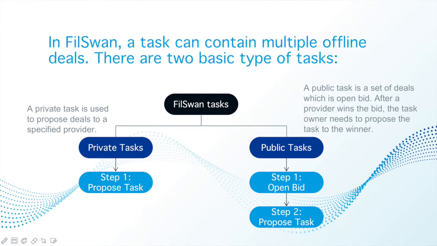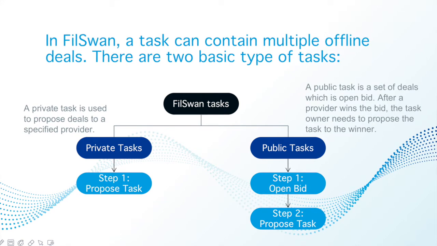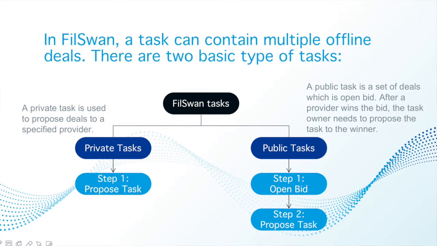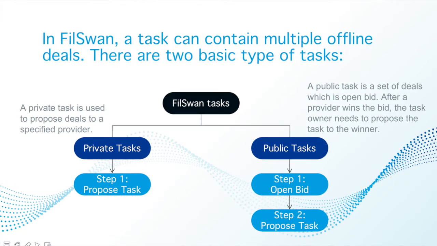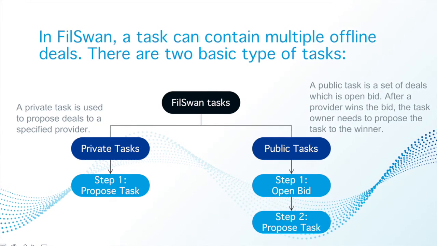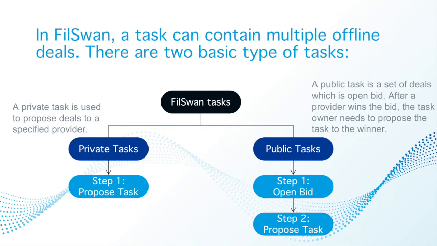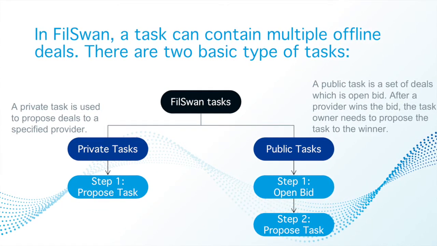There are two types of tasks, a public task and a private task. A public task is a deal set for open bidding. After a storage provider wins the bid, the task owner needs to send the task with the files to the storage provider winner. A private task is used to send deals to a specific provider.